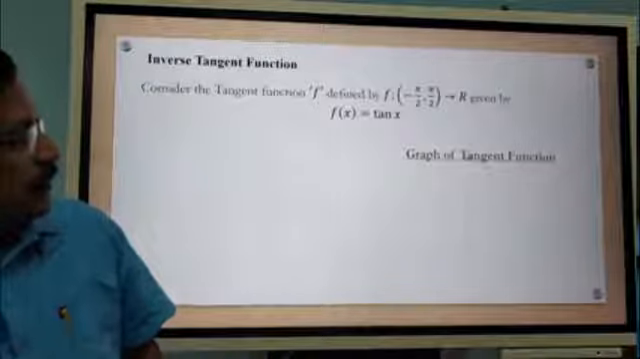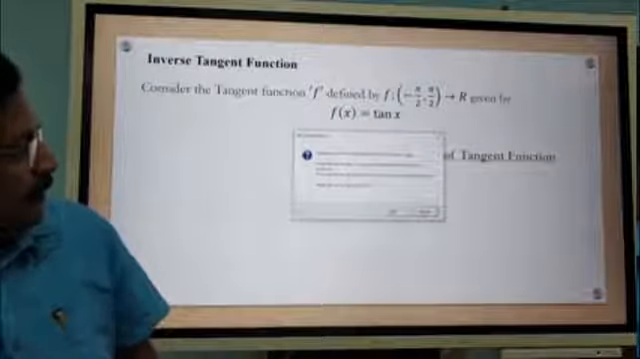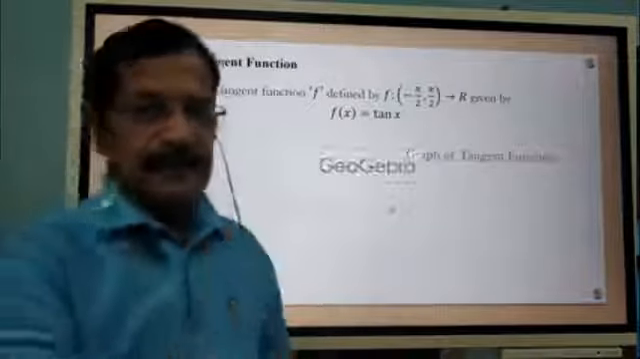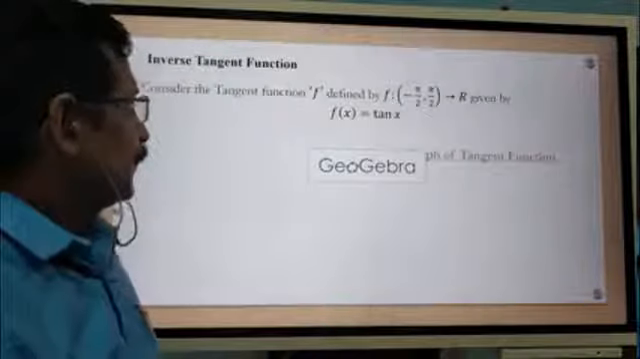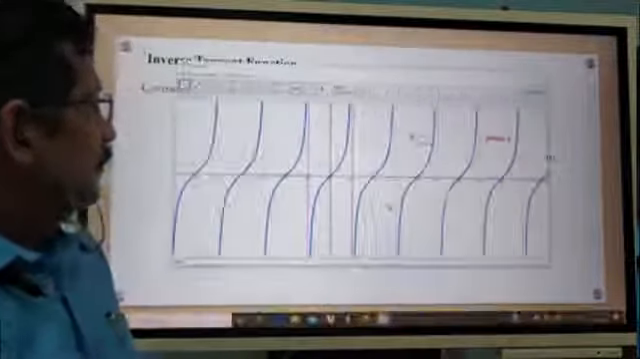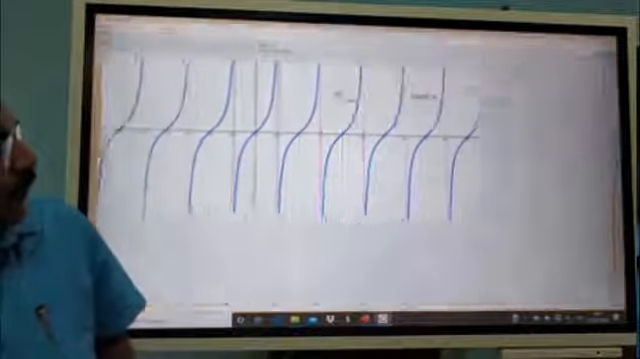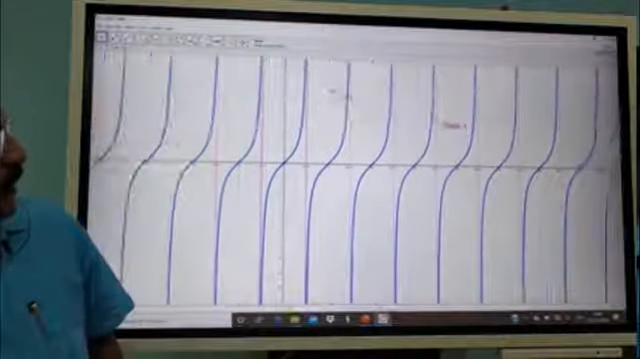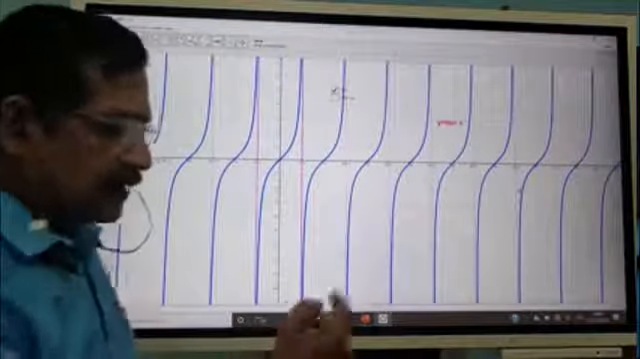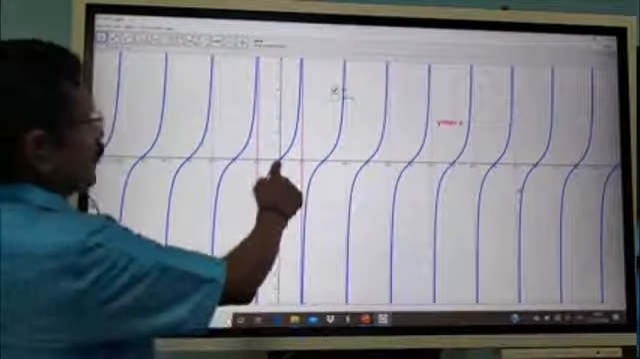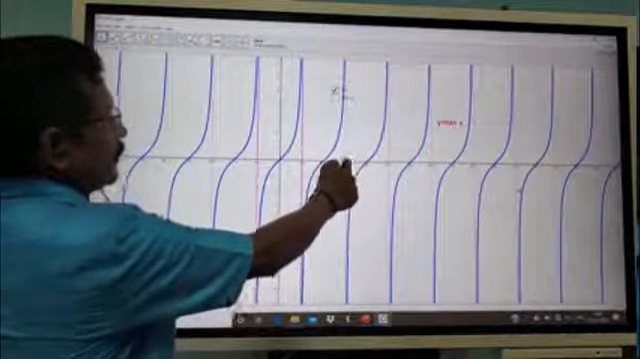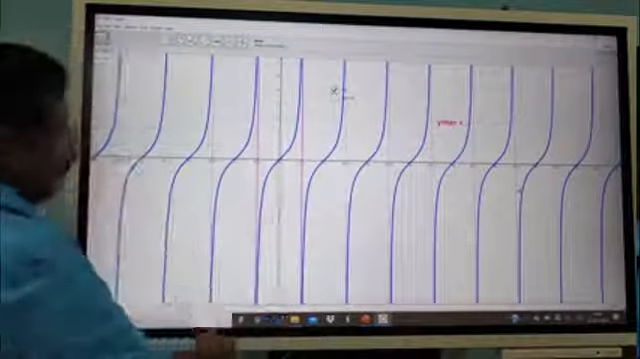Now, let us discuss the graph of tangent. So, this is the graph of the tangent function, y is equal to tan x. You can see that here it is 0, pi by 2, pi, 3 pi by 2, etc., and in the same way here also.